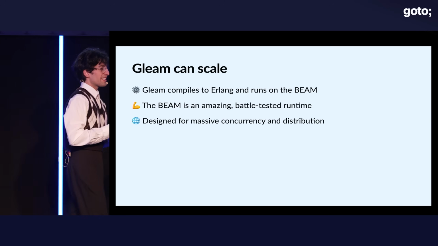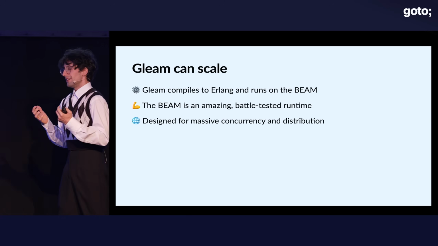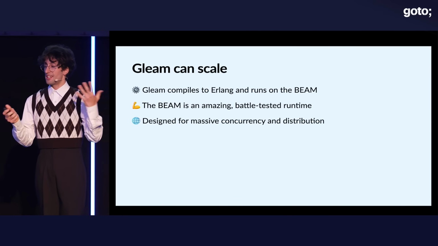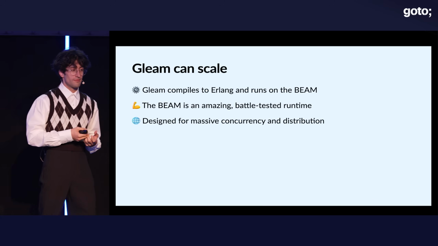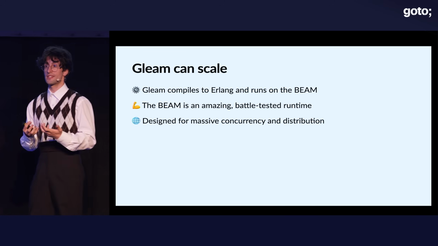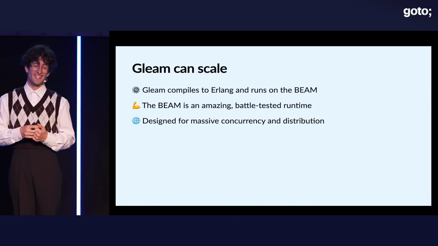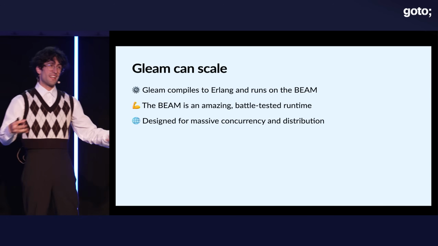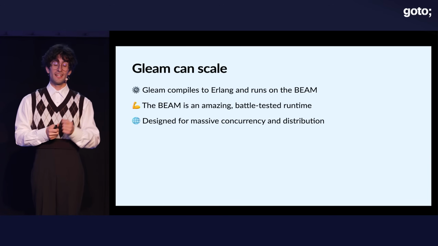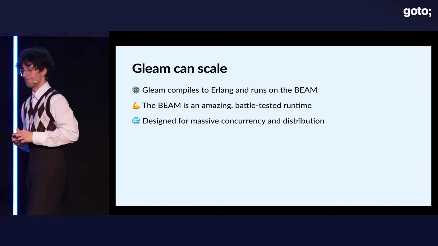Second point, Gleam can scale. How does it do it? Well, for languages, nowadays it's important to take into account many needs we might have. To work in distributed concurrent systems, for example, to help us build systems that are fault tolerant. The way Gleam does that is by leveraging an amazing runtime, that is the Beam virtual machine. To do that, Gleam compiles down to Erlang code, and that in turn is run by the Beam.